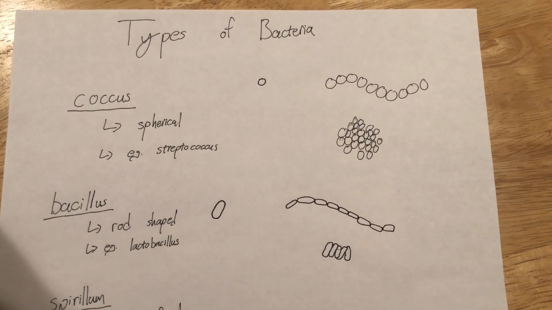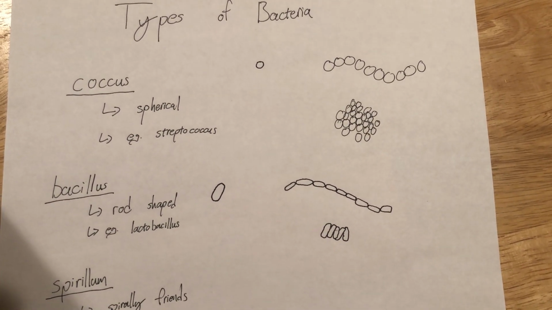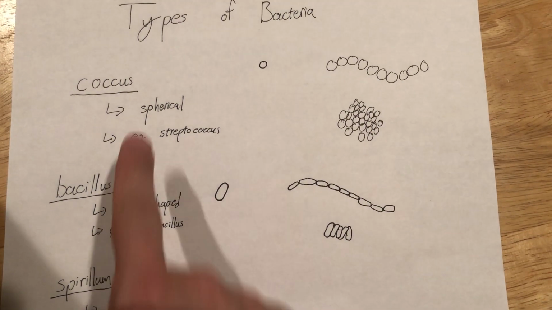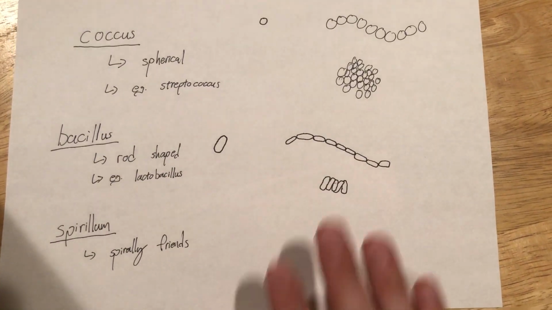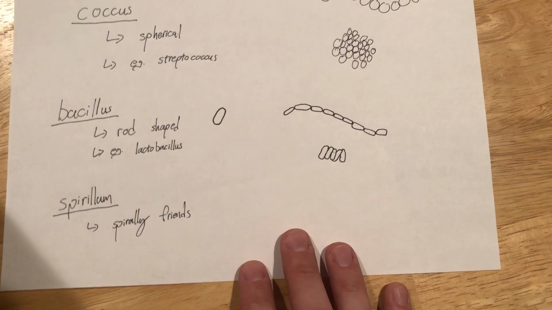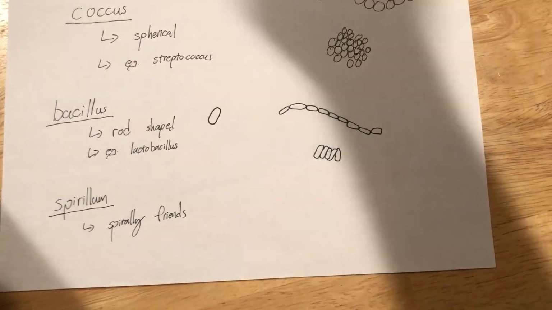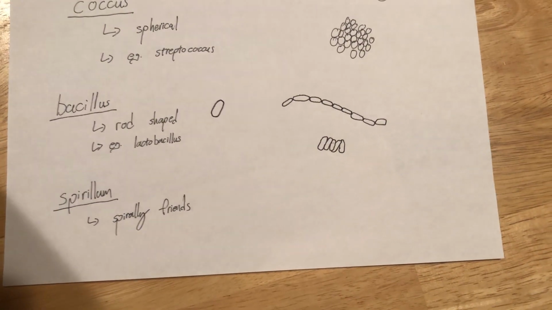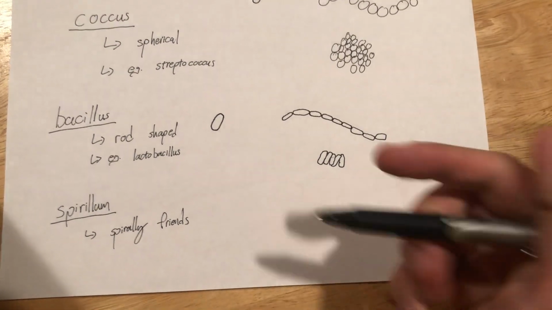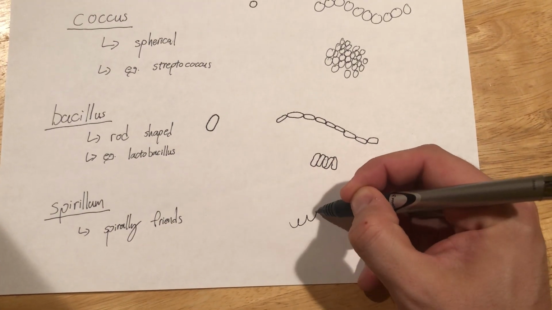So there are three main types or shapes of bacteria. These are coccus, bacillus, and there's an other category. I didn't draw the shape here.